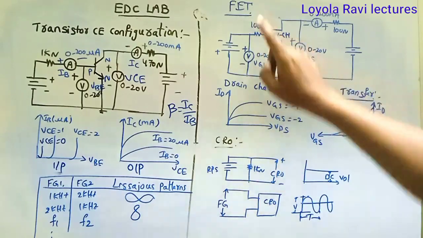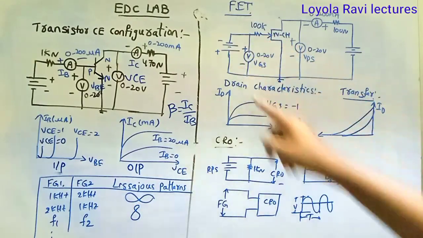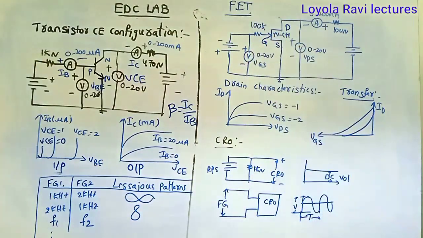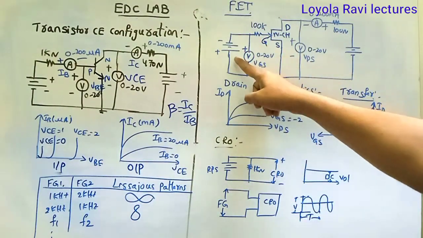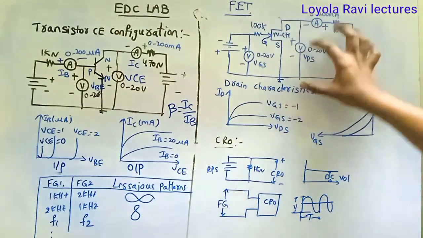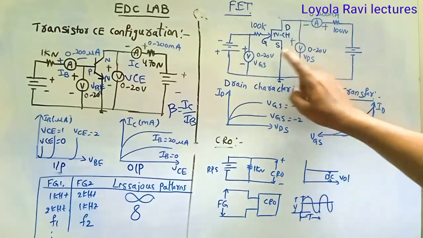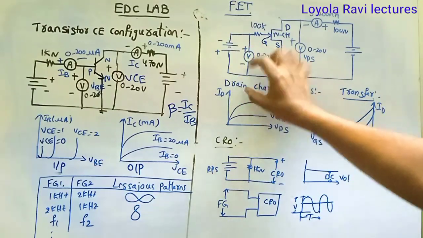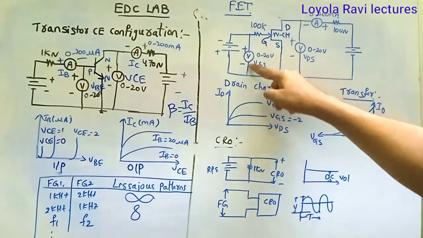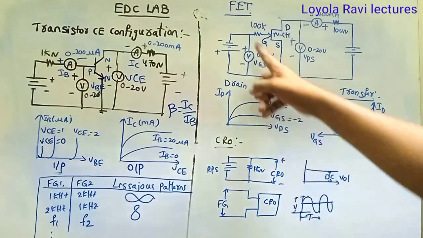Then here we are using a 100 kilo ohm resistance. On the input side we are using a voltmeter, and here are the gate, drain and source. The gate is connected to the negative terminal and the other one to positive. Here you can connect one voltmeter, and on the output side you can connect one voltmeter and take one ammeter. For the voltmeter, you may take negative positive or positive negative, no problem. If you connect it the other way, you will get negative values, so you can take it in any manner.